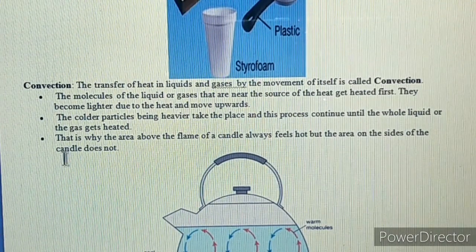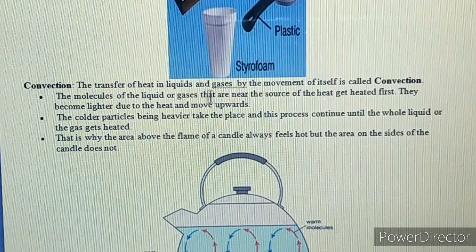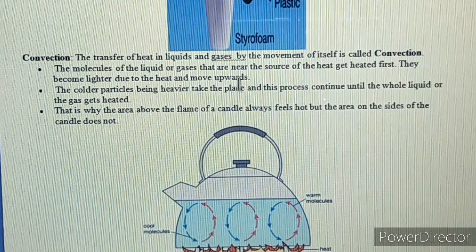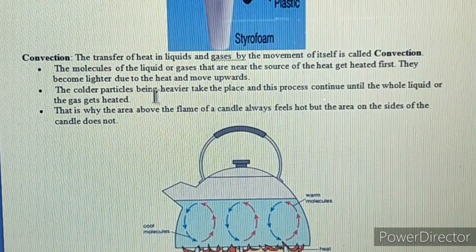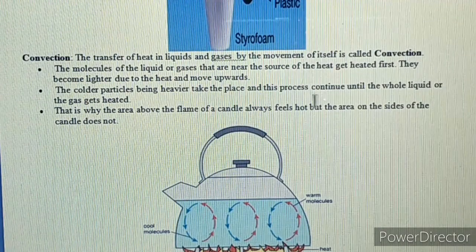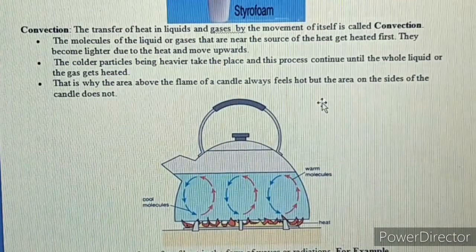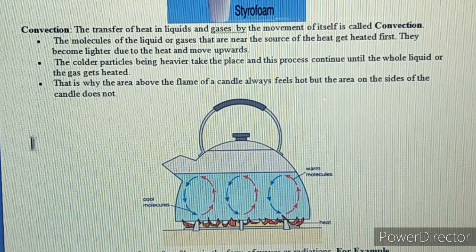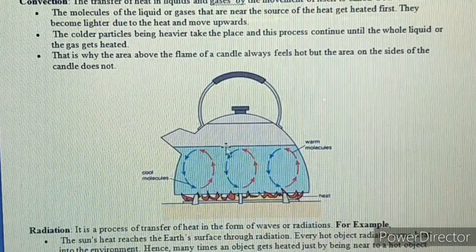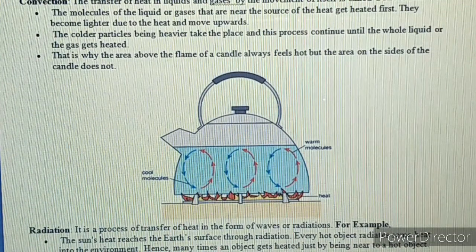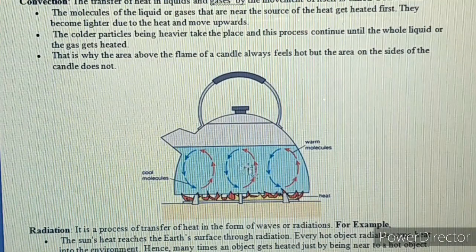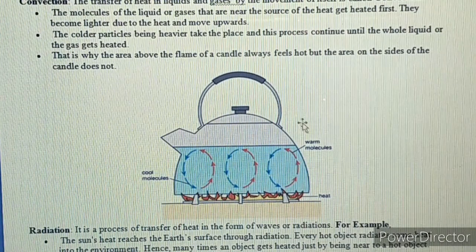So here the process is given. The molecules of the liquid or gas that are near the source of heat get heated first. They become lighter due to the heat and move upwards. The colder particles, being heavier, take their place, and this process continues until the whole liquid or gas gets heated. That is why the area above the flame of a candle always feels hot, but the area on the sides of the candle does not. This is the process of convection.